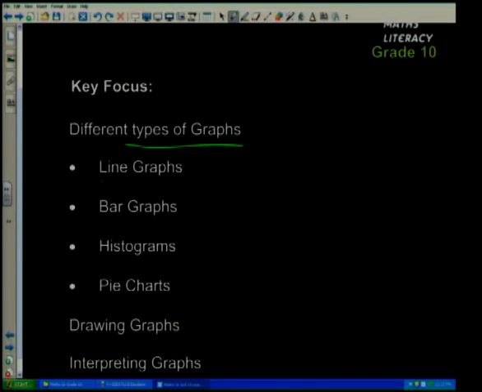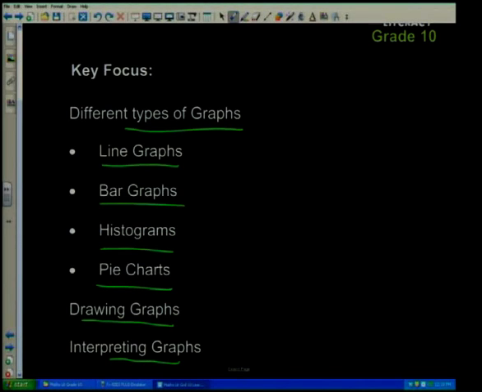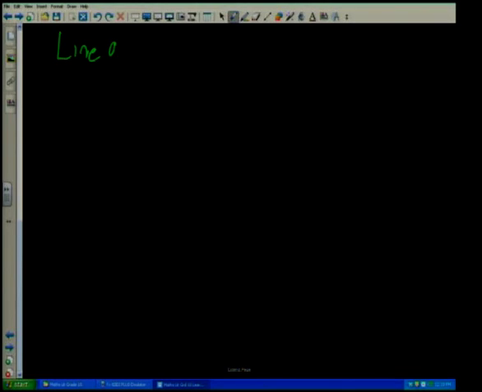So let's look at the different types of graphs. We're going to be dealing with line graphs, bar graphs, histograms, and pie charts. Most importantly, we're going to be looking at drawing graphs, and finally, we're going to be looking at interpreting graphs. So before I move on from this slide, let's briefly discuss what each one of these graphs is. I'm going to find some space here, and I'm going to look first at the line graph. What does the line graph entail?